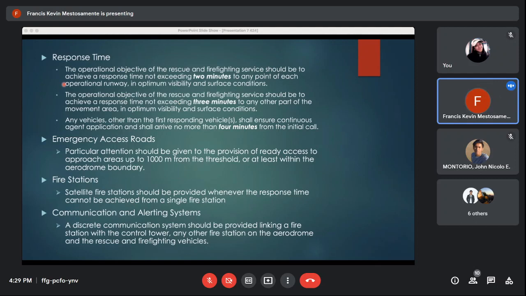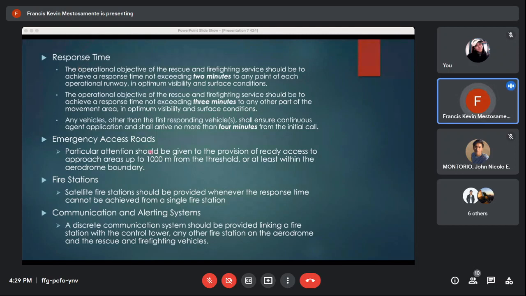Next slide. So the first one on the slide is yung response time. So dapat yung ating rescue and firefighting services, any emergency at any point on the operational runway, dapat may response time sila not exceeding 2 minutes. For any part of the runway naman, it should be within 3 minutes, and the nearest responding vehicles should arrive less than 4 minutes from the initial call. So that is the required response time of our rescue and firefighting services.